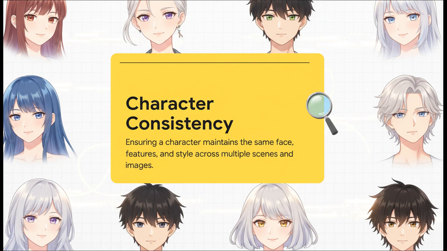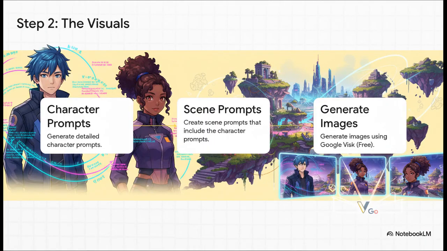If the face keeps changing, the story just falls apart. It's absolutely crucial for making it believable. So how do we pull this off? It's a 3-part process for the visuals. First, you'll go back to Gemini and have it write super detailed text descriptions for each character. Second, you'll create prompts for each scene in your story, and you'll actually copy and paste those character descriptions into them. Finally, you take those finished prompts to another free Google tool called Visk to create the images.